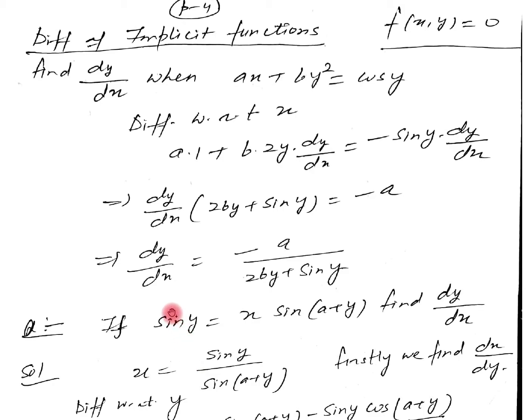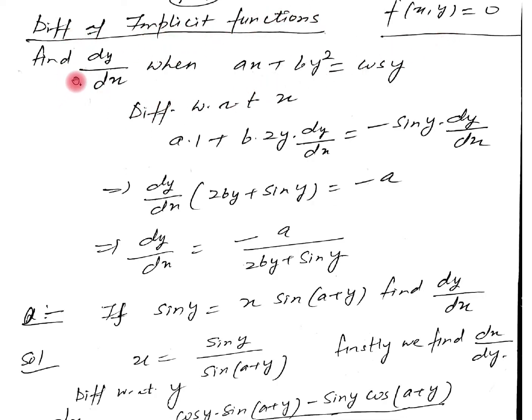Now see the differentiation of implicit function. Any function of the form f(x, y) equal to 0, in which generally x and y cannot be separated, these types of functions are known as implicit functions. If either x can be written in terms of y or y can be written in terms of x, then the function is said to be an explicit function, that we have done in the previous question. Now the differentiation of implicit function.